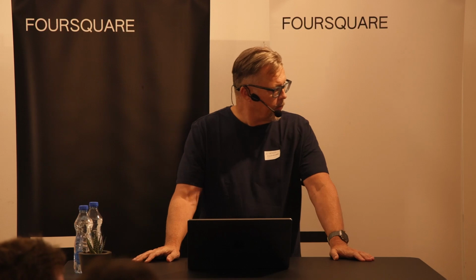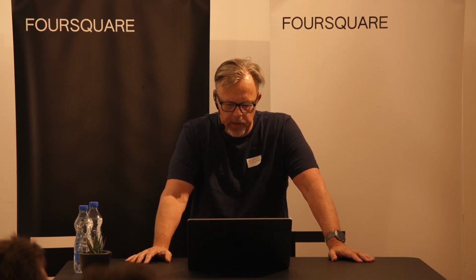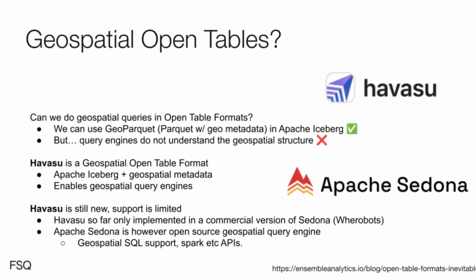Now, this was about geospatial. And so do we have geospatial open tables? And the answer is kind of yes. So the big project that's tackling that is called Havasu. And so Havasu is a geospatial version of Apache Iceberg. So just like GeoParquet adds geospatial metadata to the Parquet metadata, Havasu adds geospatial metadata to the open table metadata.